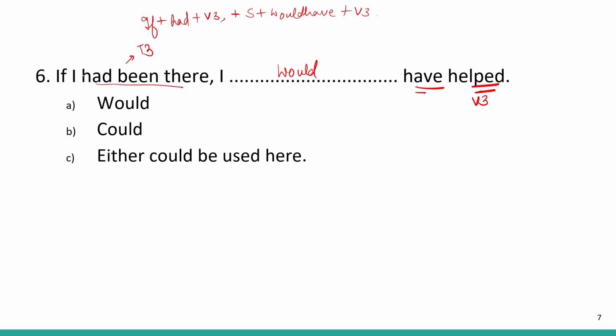But if we say, if I had been there, I could have helped, or I would have helped, both the words are correct over here. So our answer will be C. Either could be used, would or could. Both the modals are correct over here. Could shows the ability, that I could have helped. Would shows the certainty that I would have helped.